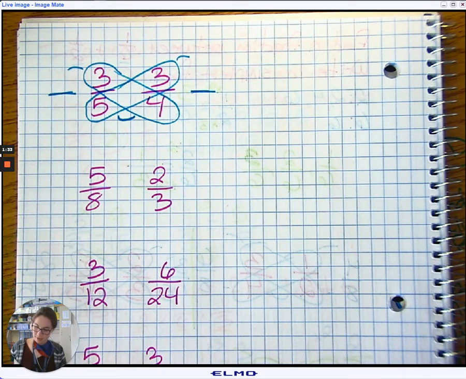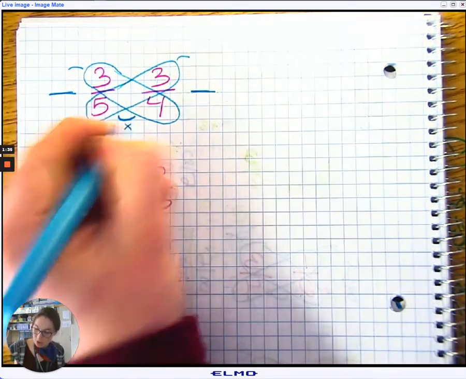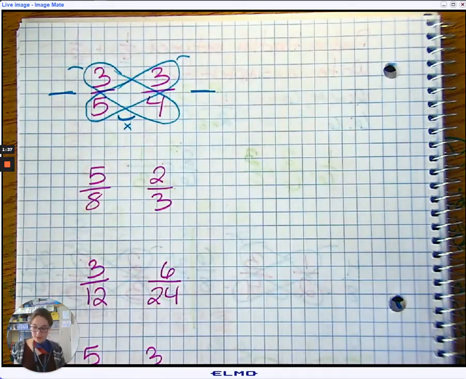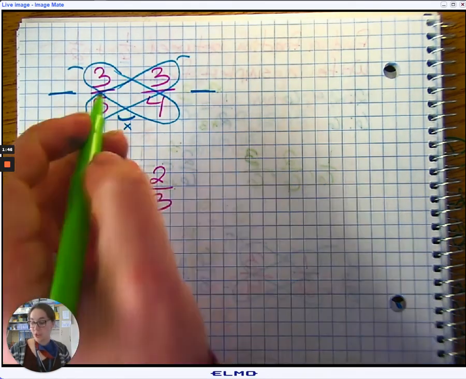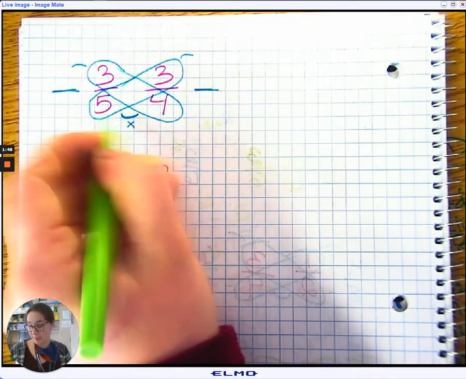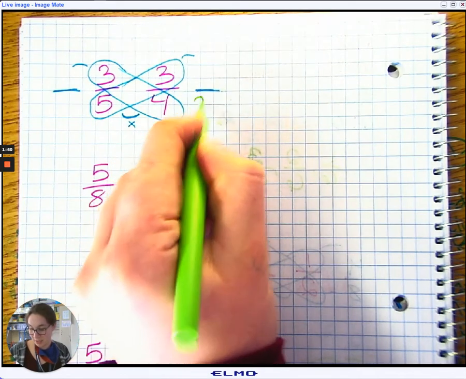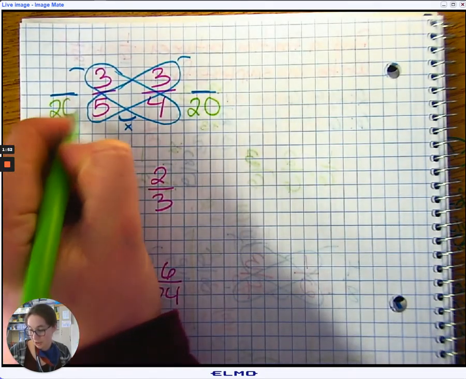This could also be a little multiplication symbol down here. What we're doing is finding our common denominator without listing out the denominators' multiples. So we're just going to multiply straight across here. 5 times 4, 4 times 5, and we're going to get 20 on both sides. And there we have our common denominator.